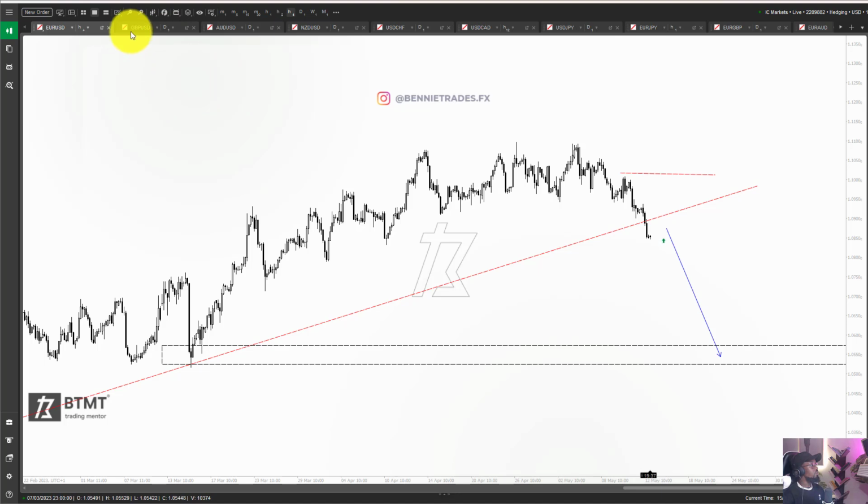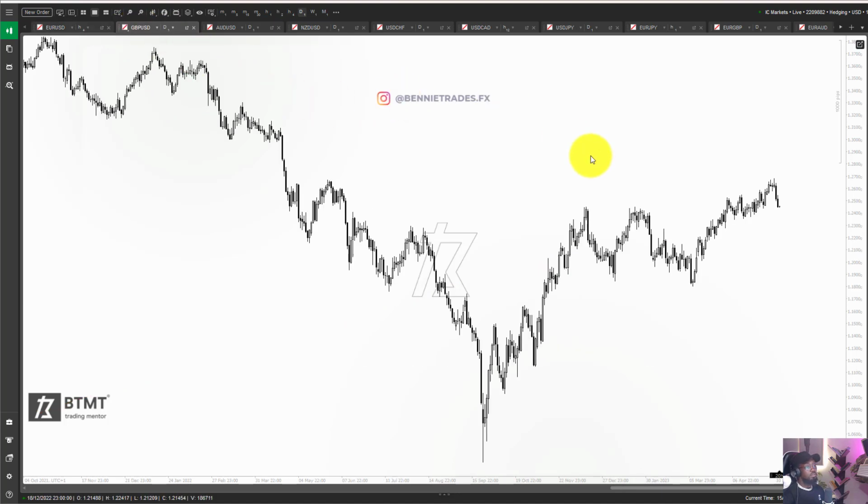Then the other currency pair I'll be looking at is the GBP USD. This is the daily time frame as well. It's a similar thing happening here. Here we have a rising wedge. You guys can see that there's a rising wedge here. I'll just change this color real quick.